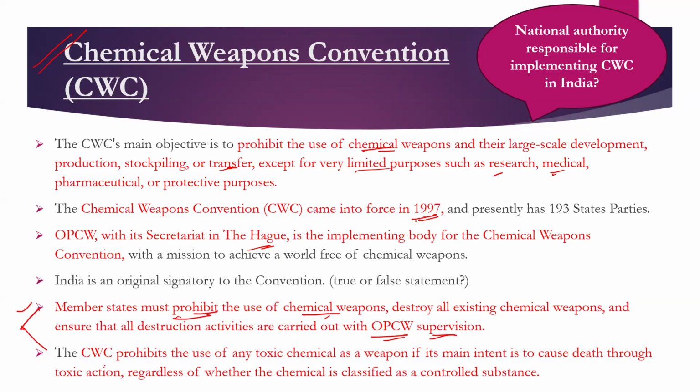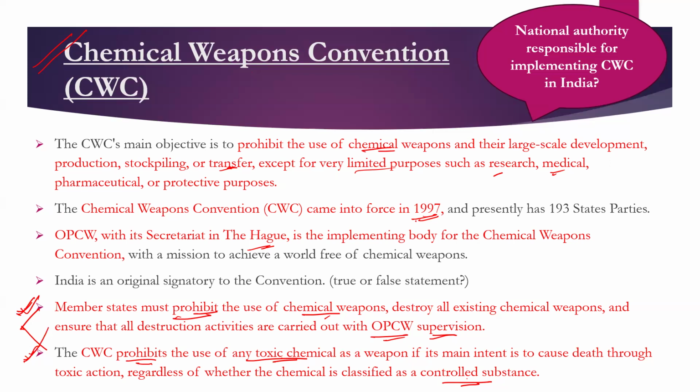The second one is that the CWC prohibits the use of any toxic chemical as a weapon, especially if the intent is human death. Even if the chemical is not classified as a controlled substance, it is still prohibited. So this is again a unique statement that you should know. If it is being used with the intent to cause harm to humans, even if it is not mentioned or not classified as a controlled substance, it is still prohibited. Both these are very unique statements you should know.